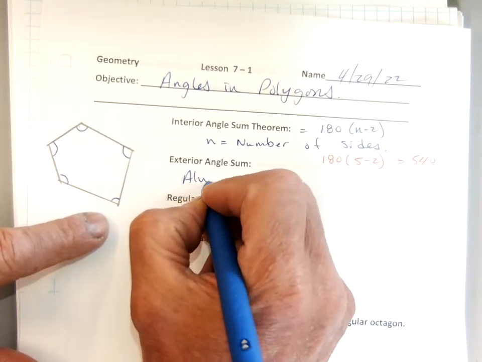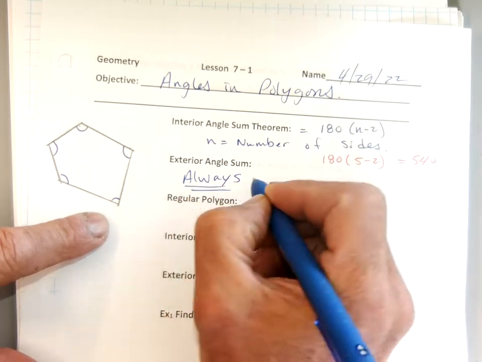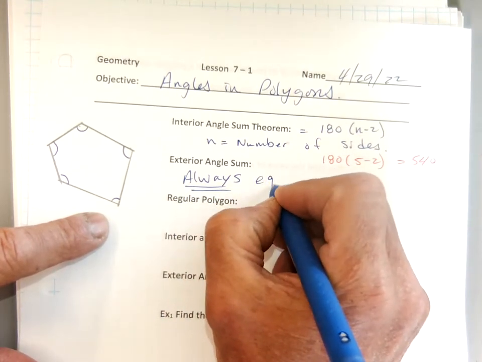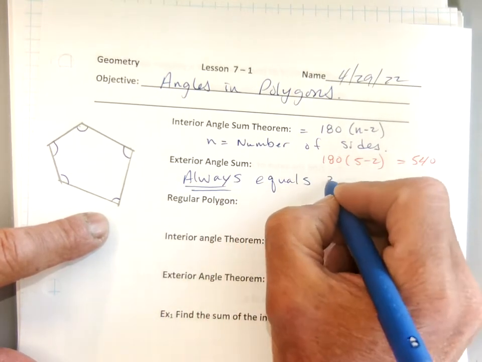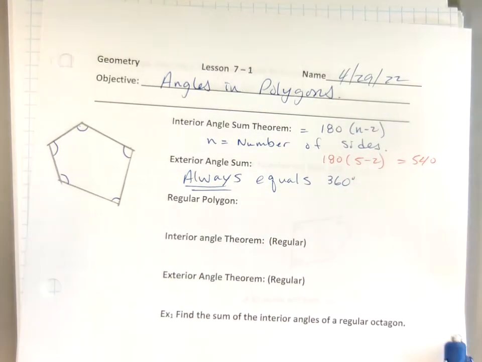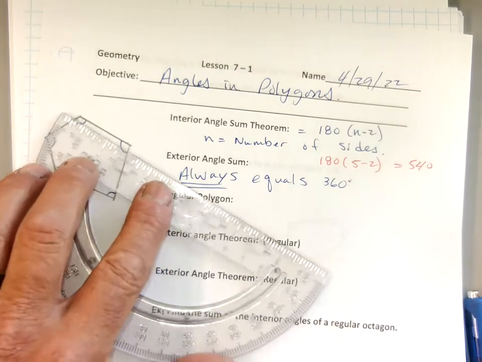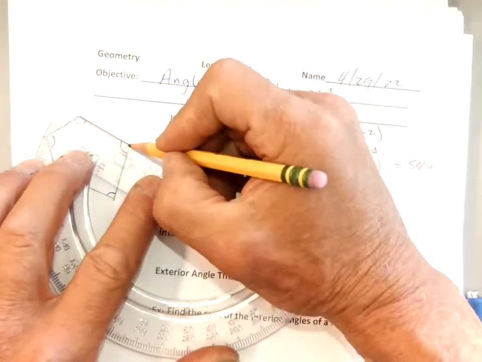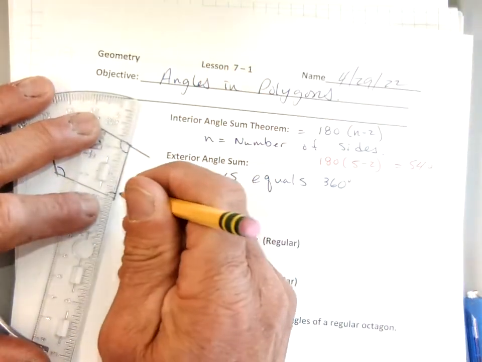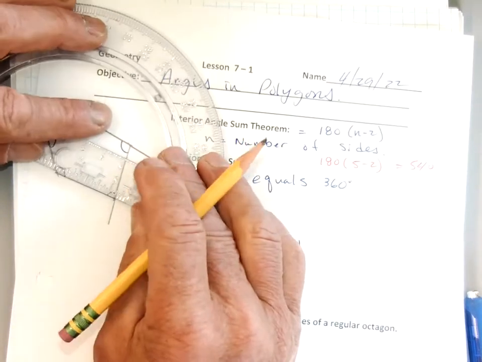Always equals 360 degrees, okay? There is no formula. And let me draw the exterior angles in for you. That's why I wanted to draw this, okay? So, does not matter what the figure is. Let me draw out in the exterior angles.